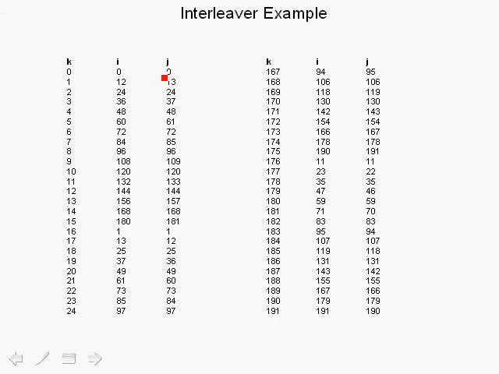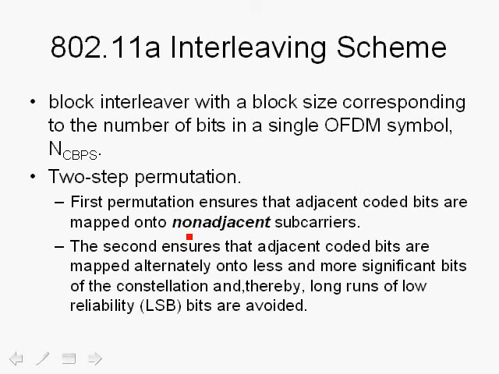In the case of j, it indicates the index for the second permutation. We see that within the first four indexes of i, we still get another permutation, where notice that bit location 12 is now 13, and bit location 36, for example, is 37. Bit location 12 itself has been moved down to a further distance away, like at position number 17. Of course, as was mentioned, the purpose of the second permutation is to avoid long runs of low reliability bits.